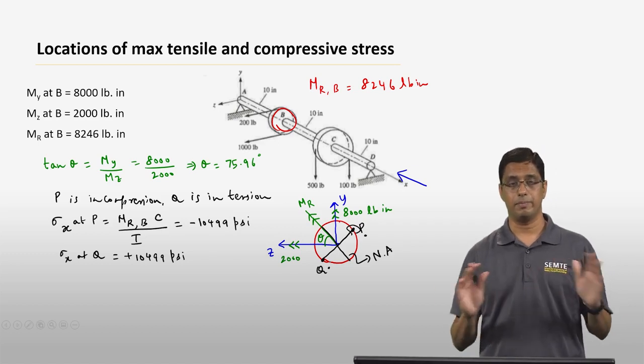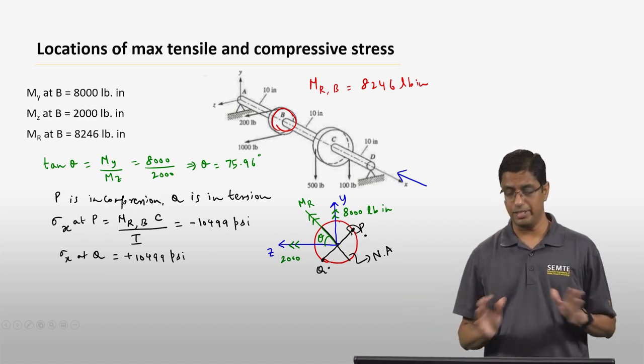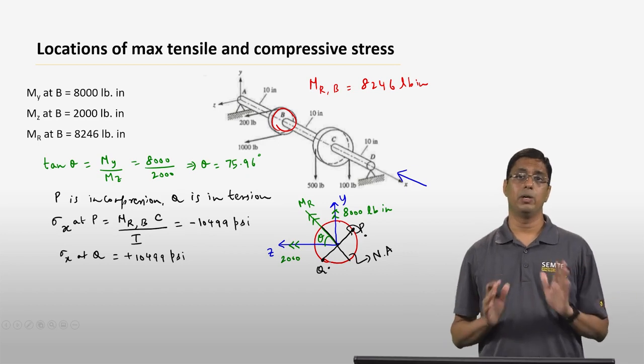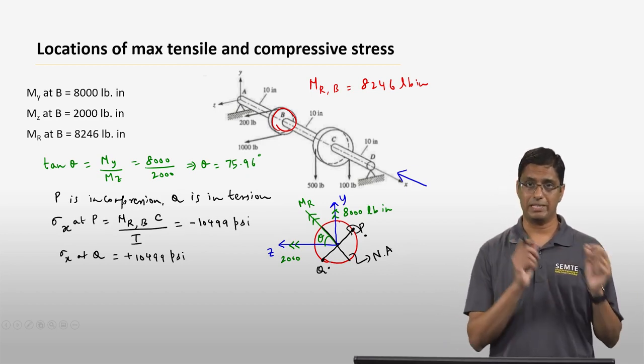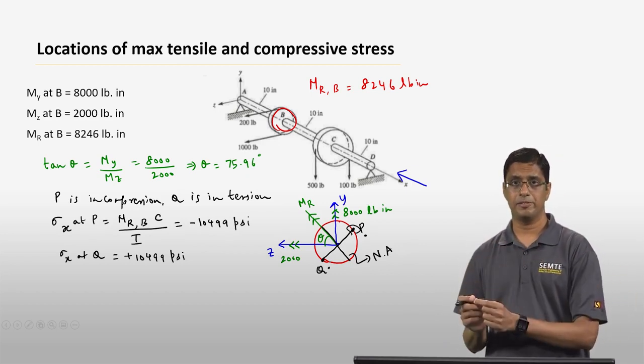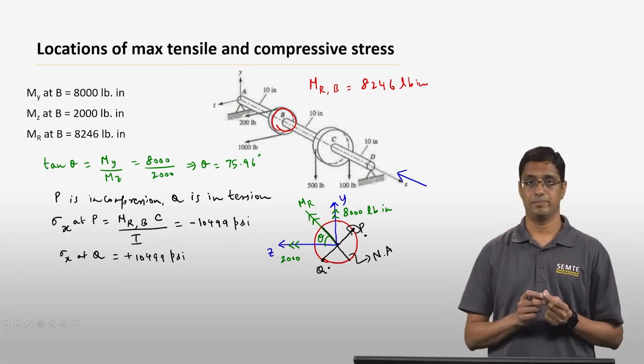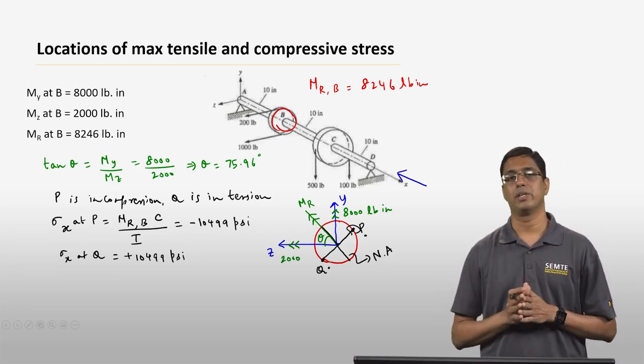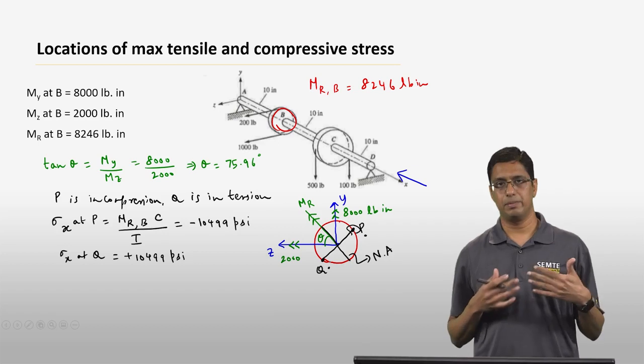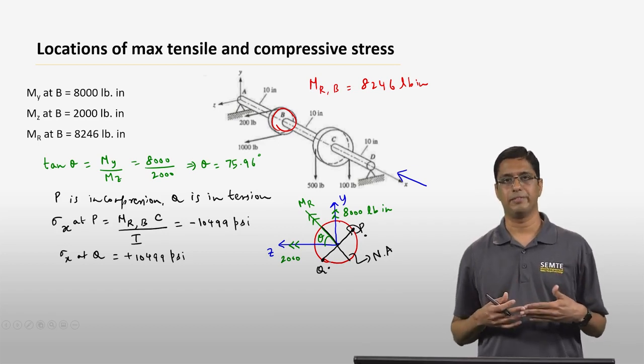So from this construction, we can find out which point is going to have the maximum tensile stress, maximum compressive stress, and the maximum shear stress. And that essentially is what is required to figure out which point in the shaft is most likely to fail.